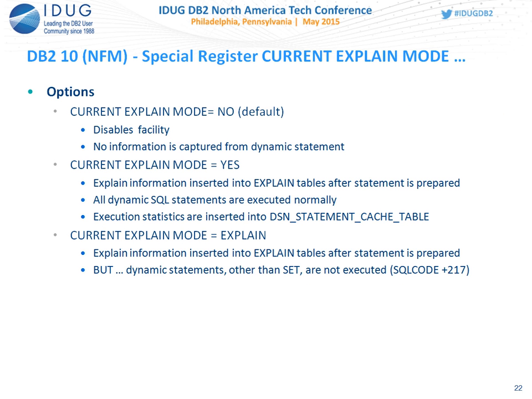Current explain mode yes means run the statement and give me the runtime stats for it and the explain information, but it won't stay in the global statement cache, right? So we're getting the runtime stats for it and all the explain information, but it's not going to be in the cache, which means if you run it again, it's going to get re-prepared and you'll get the stats again.